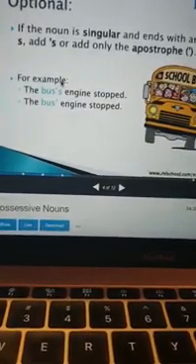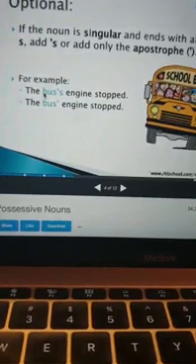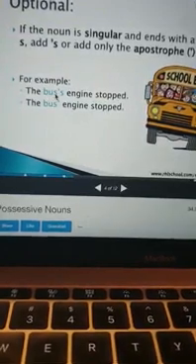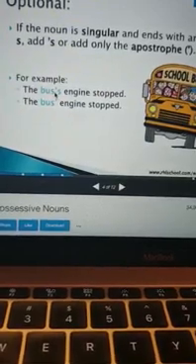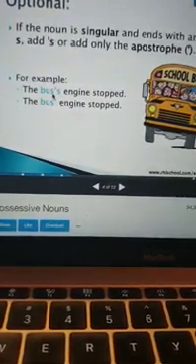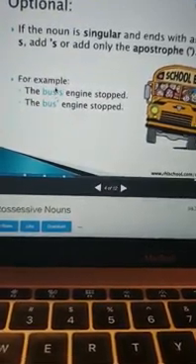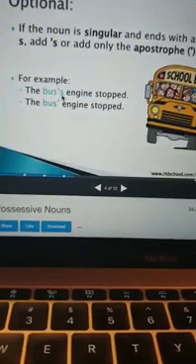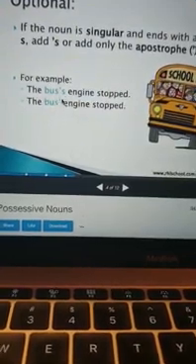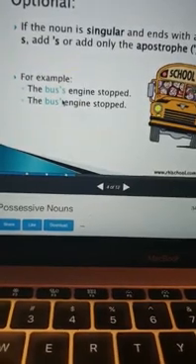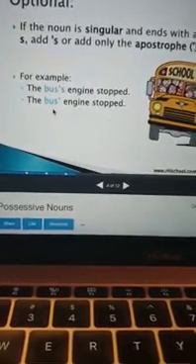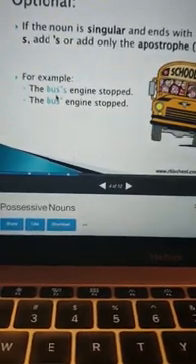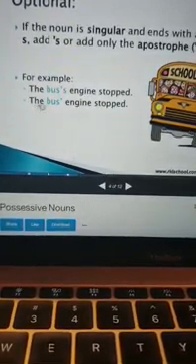Okay, just try to understand it. If the noun is only singular, here it is singular. Bus. We are talking about one bus here. So if it is like this, how would you express this possessive noun? You can either add apostrophe and S, or you can just add only an apostrophe. Both are correct, but the second one is more acceptable. This is also correct, but we don't use it anymore.